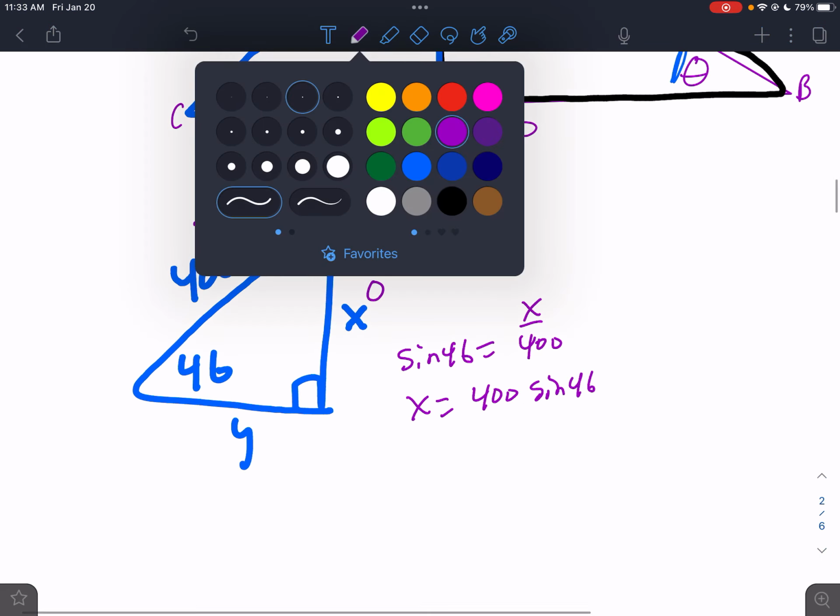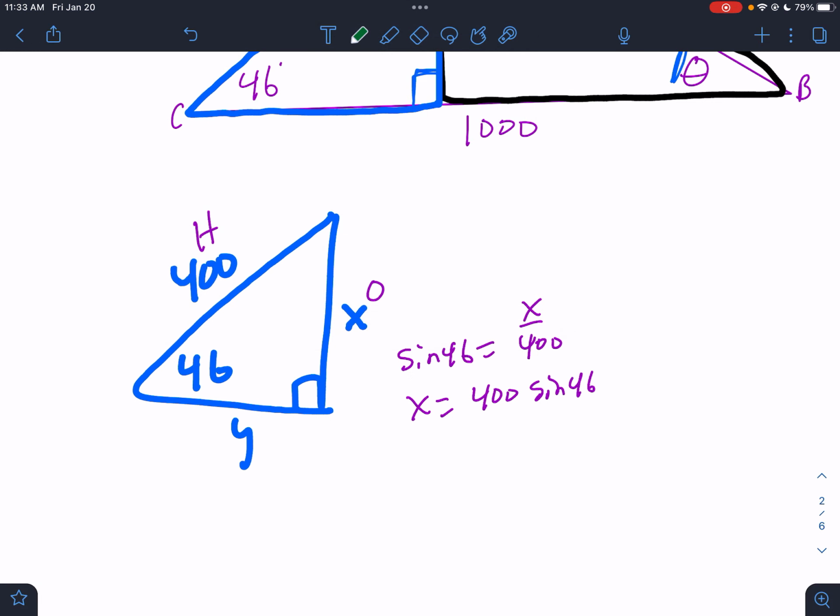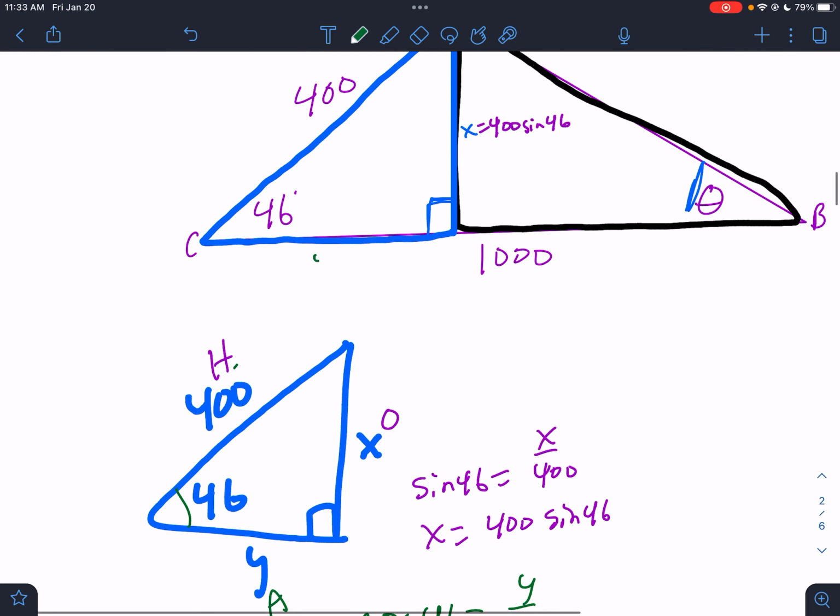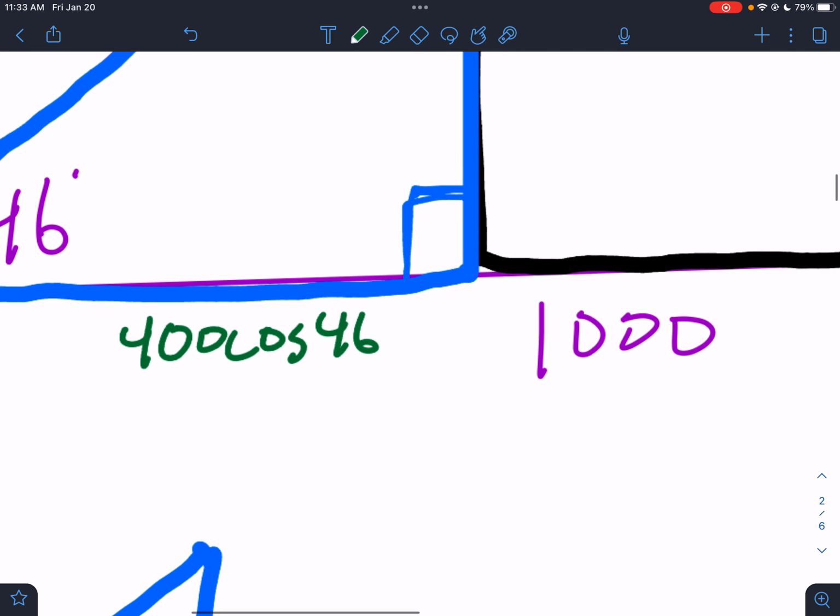Then my y value, let's look at the y value. That is adjacent hypotenuse to the 46. So the cosine of 46 equals adjacent over hypotenuse. So y equals 400 times the cosine of 46. So that is this part, 400 cosine 46.